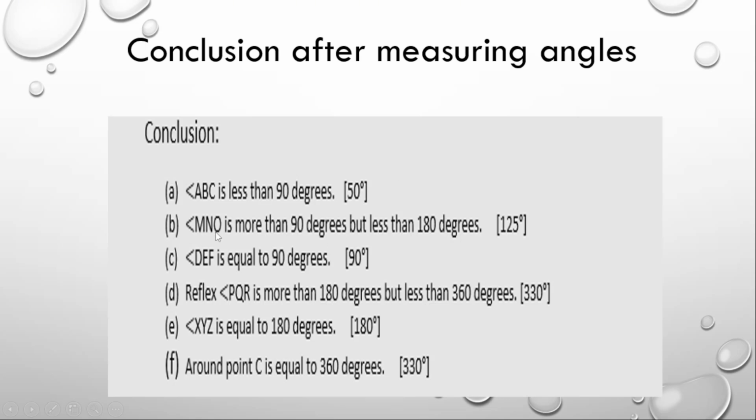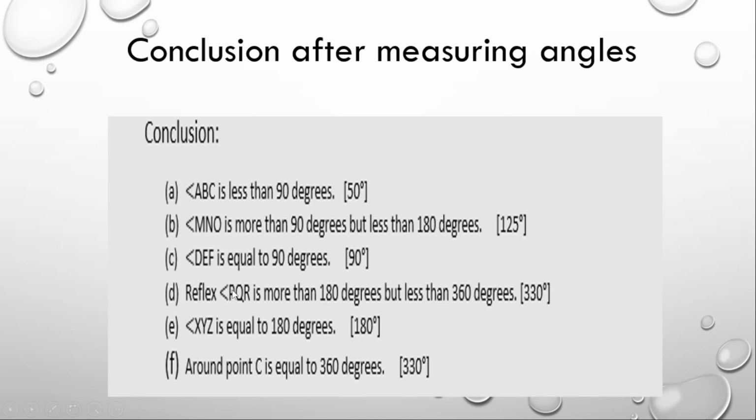Now MNO, you can see it is more than 90 degrees, but less than 180. So if you did the job right, then you will get 125 degrees. We will accept 125, 126 and maybe 124 also. Now DEF is equal only to one amount, and that is 90 degrees. You have it right so far?